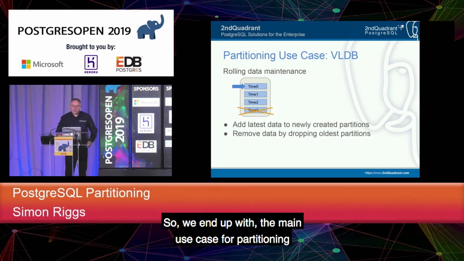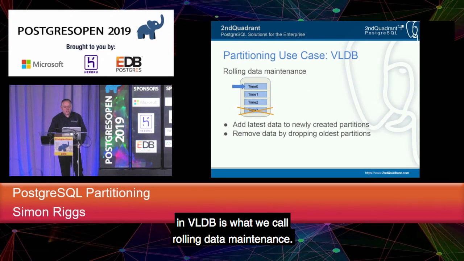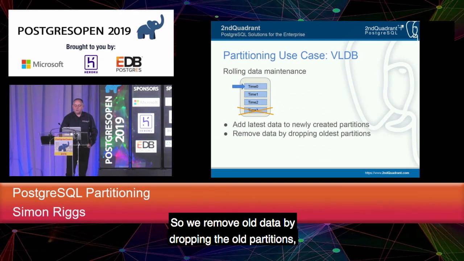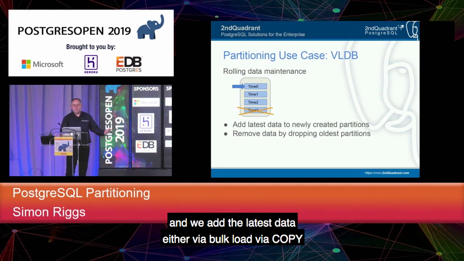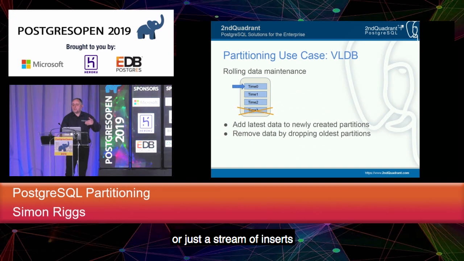So we end up with the main use case for partitioning in VLDB, which is what we call rolling data maintenance. So we remove old data by dropping the old partitions, and we add the latest data either via bulk load via copy or just a stream of inserts in at the other end of the table.